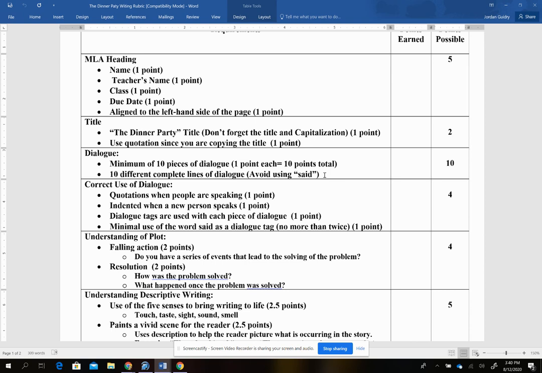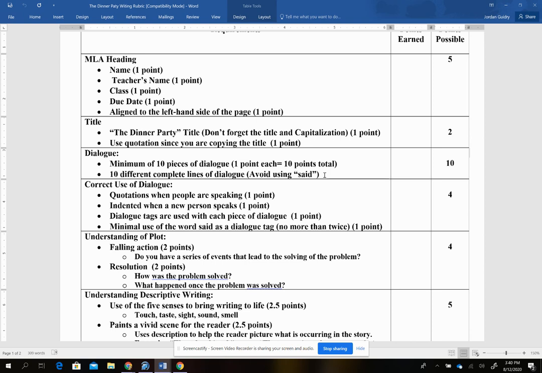Correct use of dialogue. Quotations when people are speaking. So making sure that you have quotations around your dialogue every time is 1 point. When a new person speaks is 1 point. So if you have a conversation going between two characters, every time a new character speaks, you have to indent, much like what you would do with a paragraph.